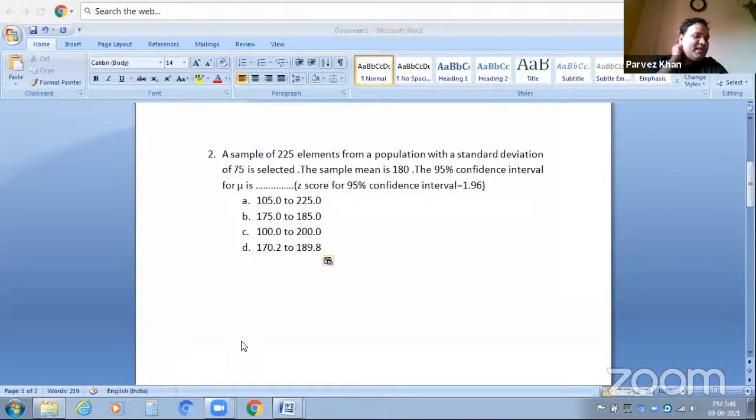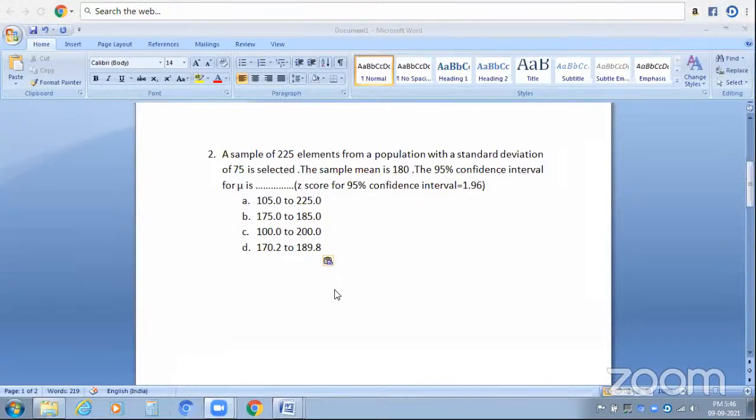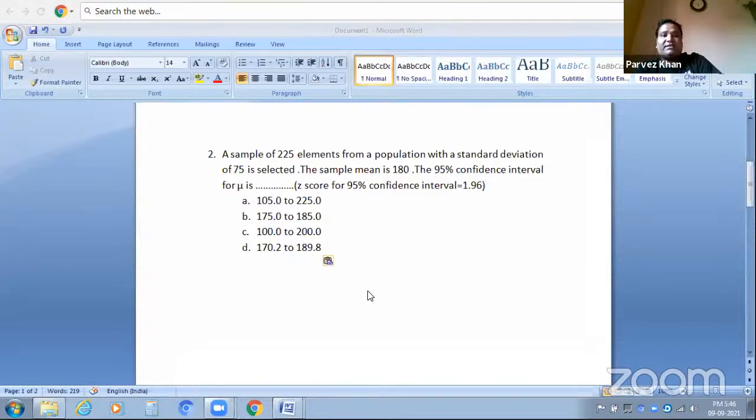A sample of 225 elements from a population with a standard deviation of 75 is selected. The sample mean is 180. The 95% confidence interval for, okay. So here mu we have to calculate.